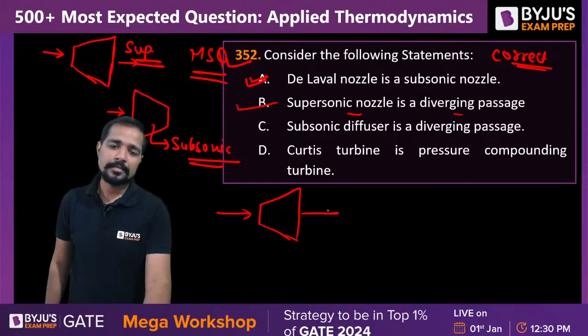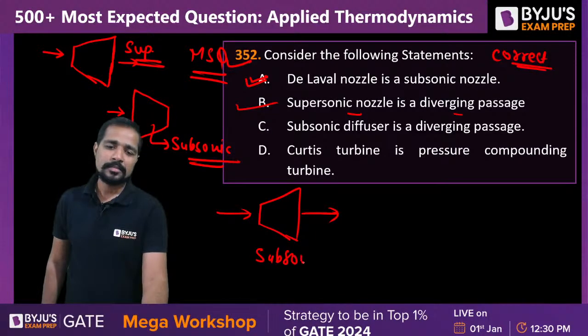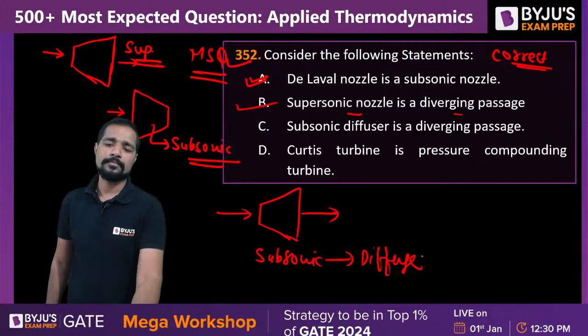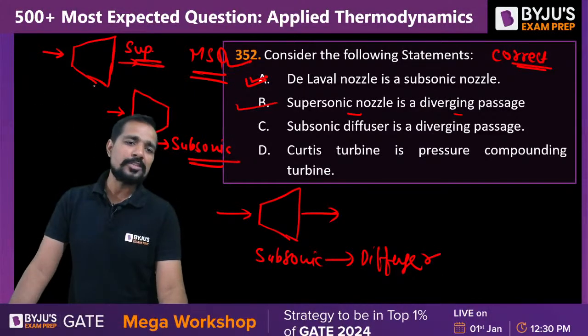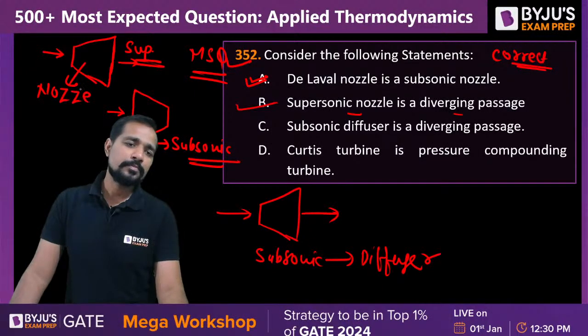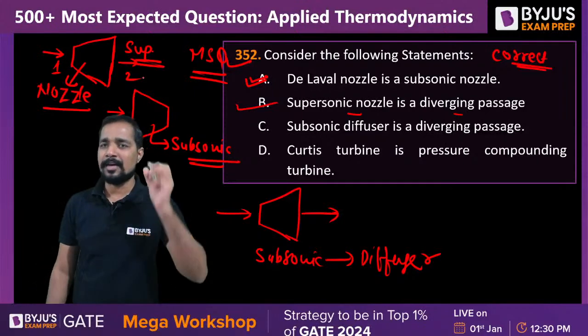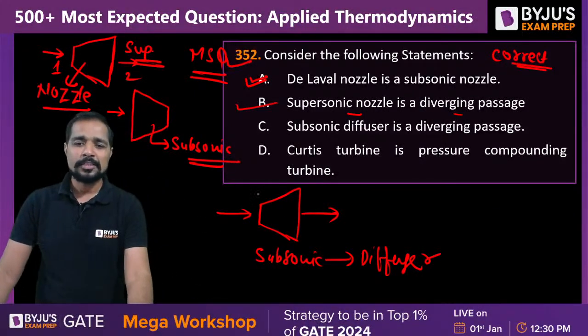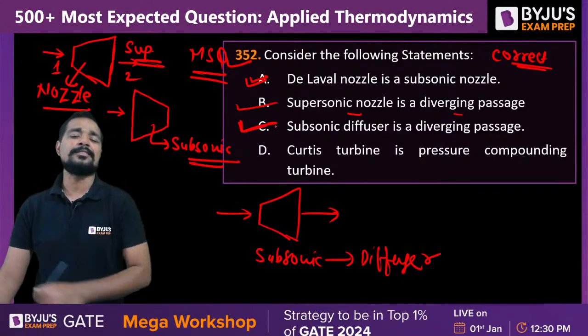This diverging cross section area in subsonic flow, my dear, behaves like a diffuser. But in supersonic flow, my dear, it behaves like a nozzle. When you start from 1 to 2, my dear. Yes. Ashish, very good evening. How are you, Ashish? So this is also the correct answer.